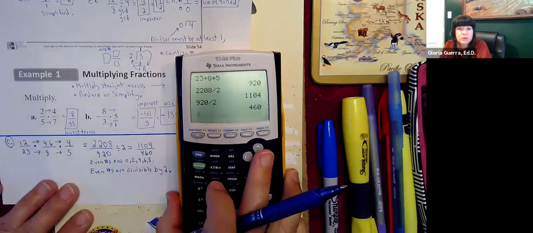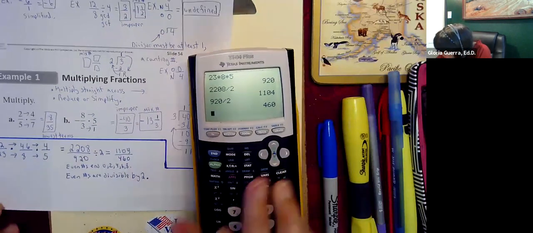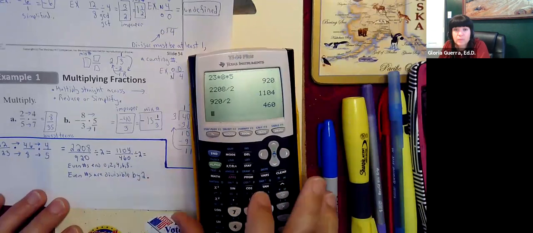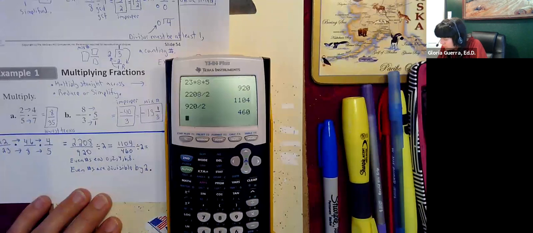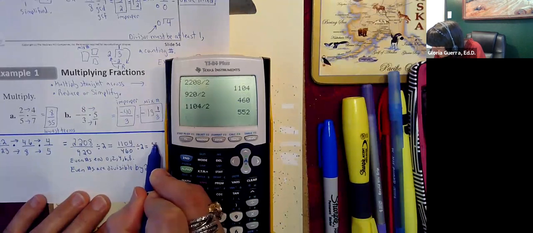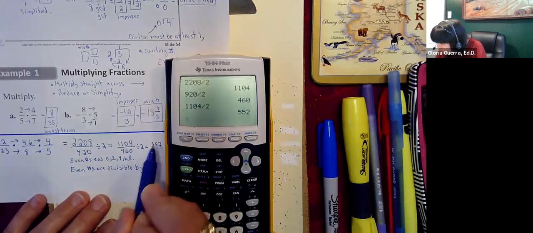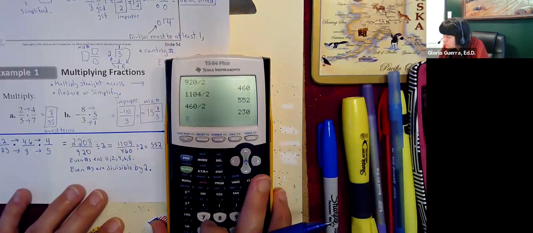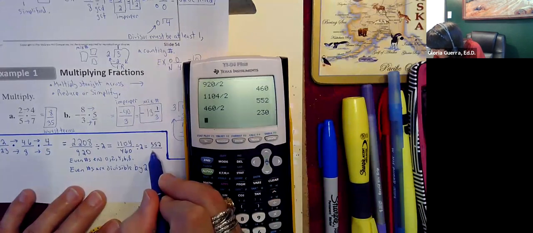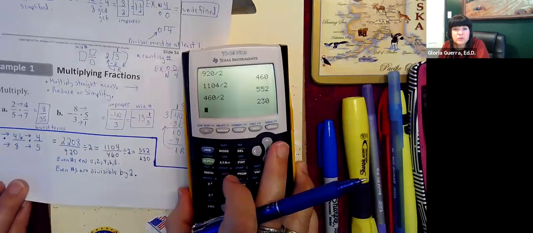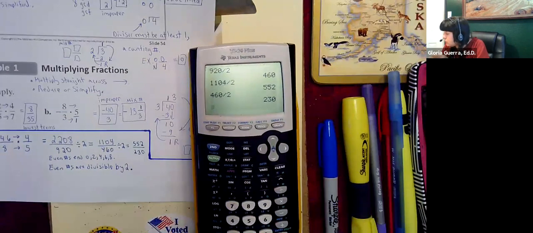Okay, so again, you know you can reduce again by 2. So 1,104 divided by 2, you're cutting it in half, still even, 552. 460 divided by 2, 230. Okay, so now this can be reduced again by 2. These are still even numbers.